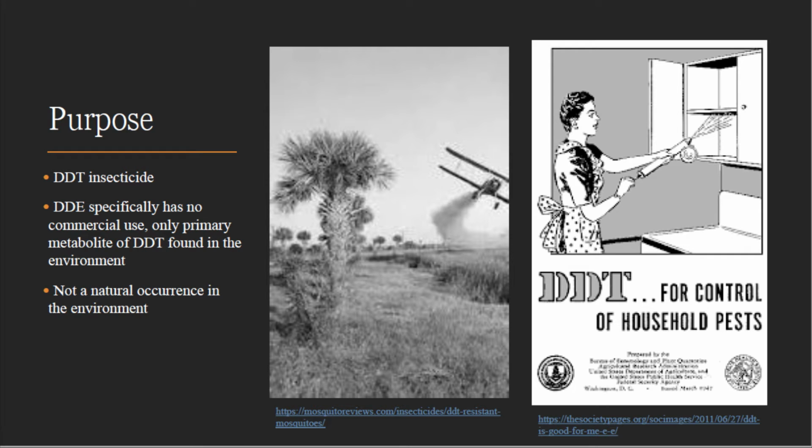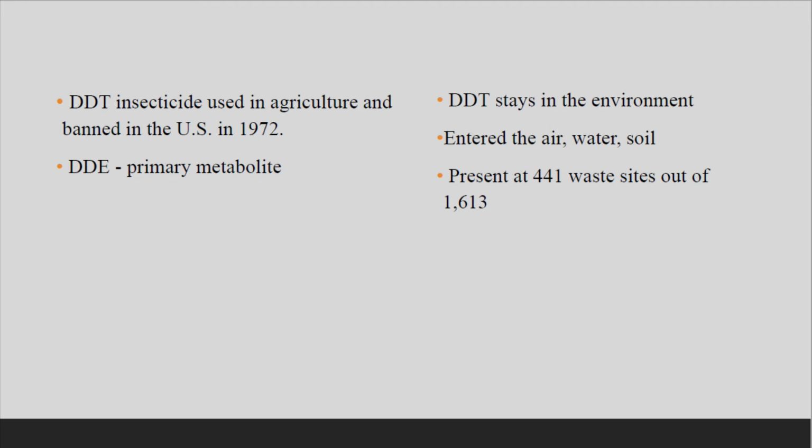Since DDT was a resourceful insecticide to fight diseases and protect crops, it was used for 30+ years. It is very persistent in the environment and still lingers today. As said before, it has affected animals and has the potential to cause human carcinogen. Specifically, DDE has no commercial use and is only a harmful primary metabolite from DDT that enters the air, water, and soil. As long as DDT remains in the environment, DDE is present. Solely, it is not a natural occurrence in the environment.